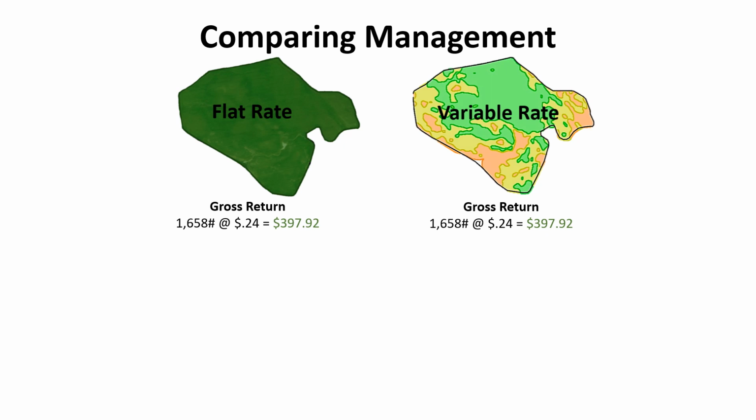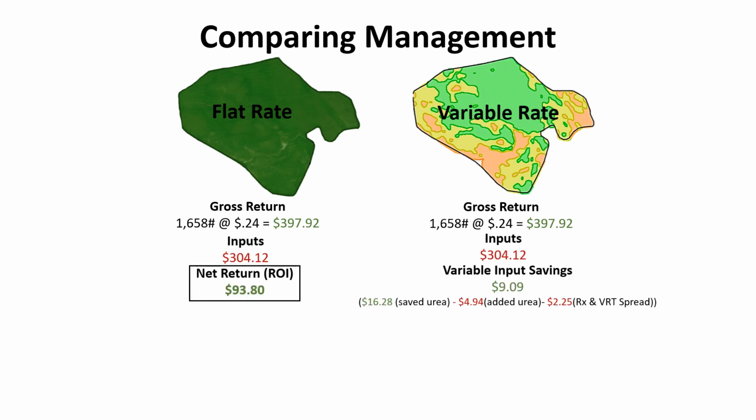So now we're going to take these fields and look at them at a whole field scale. And we'll start with just our basic inputs. And as you can see, that's kind of where the story ends for our flat rate field. We have our input cost and our gross return. Anyway, on the variable rate field, we keep on adding to this equation.